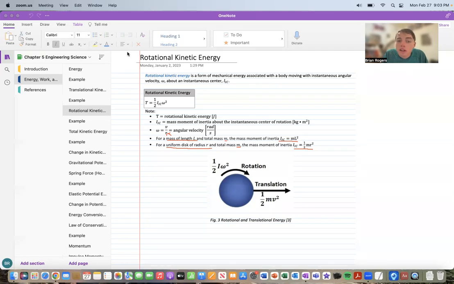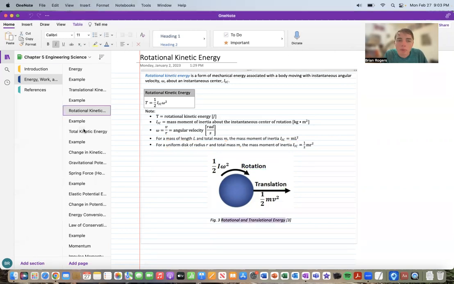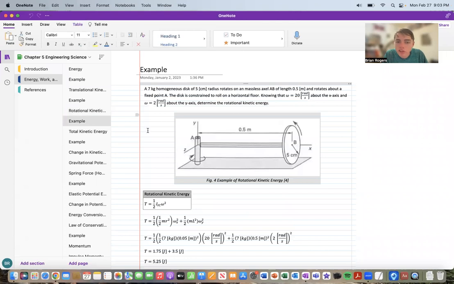And so the total kinetic energy is the summation of the rotational kinetic energy and the translational kinetic energy. So these two components make the entire kinetic energy. And so we're going to look specifically at an example, which is going to use a rotational kinetic energy.